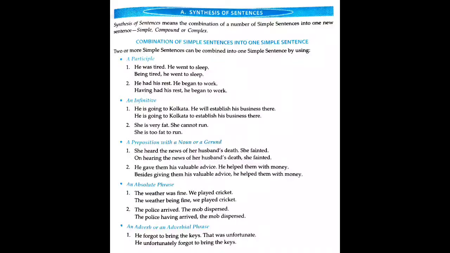Now let's come to the fifth one: preposition with noun or gerund. You know what a gerund is? A gerund is a verbal noun, like participles are verbal adjectives. When a verb, instead of doing the function of a verb, does the function of an adjective, we call it a participle. And when it does the function of a noun, we call it a gerund. Gerunds are also -ing, and present participles are also -ing. So here, using preposition with noun or gerund, the sentence is: "I gave him a rupee, I felt very happy."